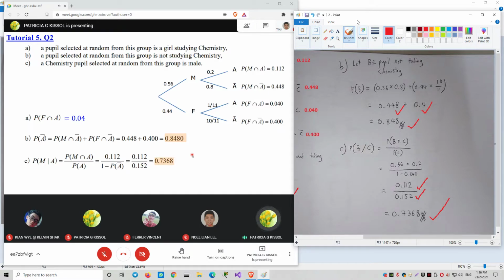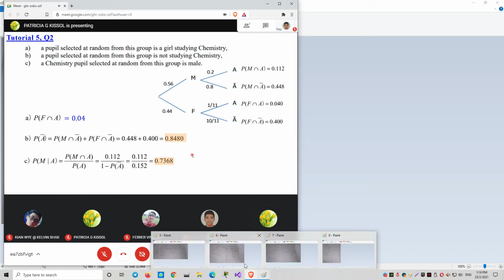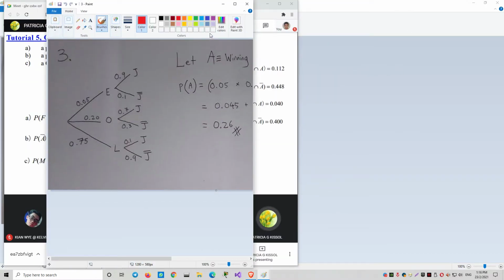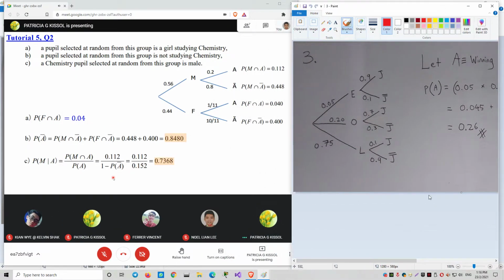Yeah, that's clear. So some of you did not draw the probability tree. It's okay because this question didn't specifically ask you to do so. Therefore, the marks will be focused on your working.